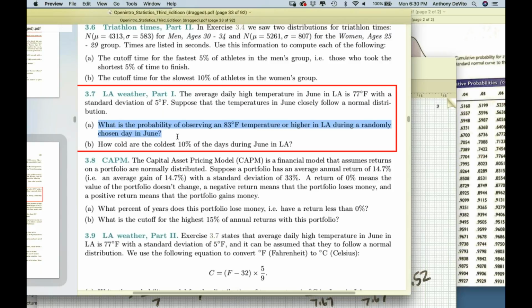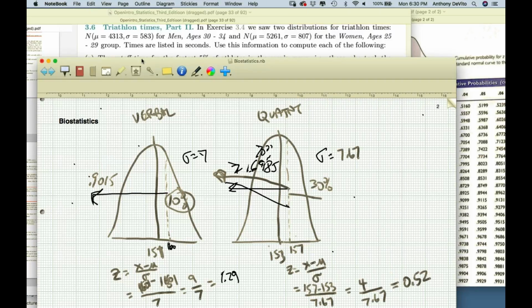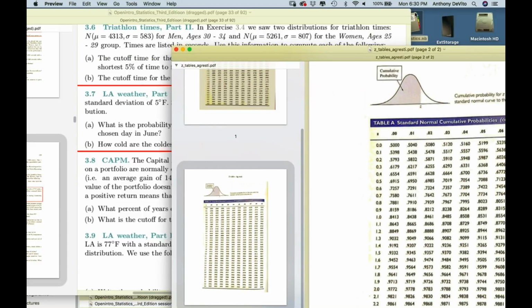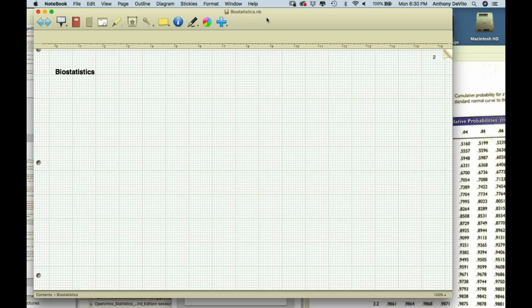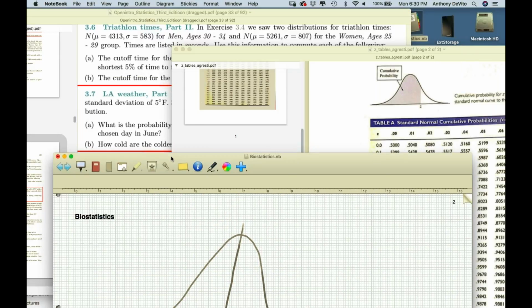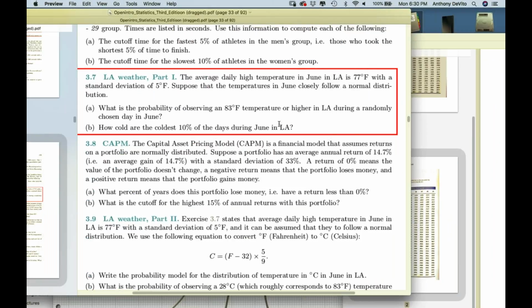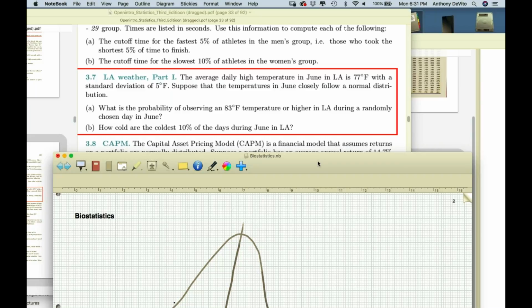What is the probability of observing an 83-degree temperature or higher in L.A. during a randomly chosen day in June? Well, that's really simple. That's basically just what we've been doing so far. Let's close this, open up a sheet of paper, and draw our normal distribution. Here's our normal distribution of temperatures in LA in June. The mean temperature was 77, with a 5 degree standard deviation.